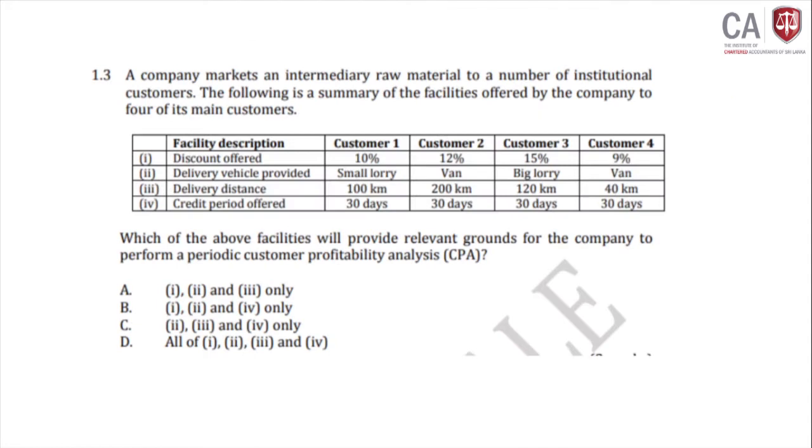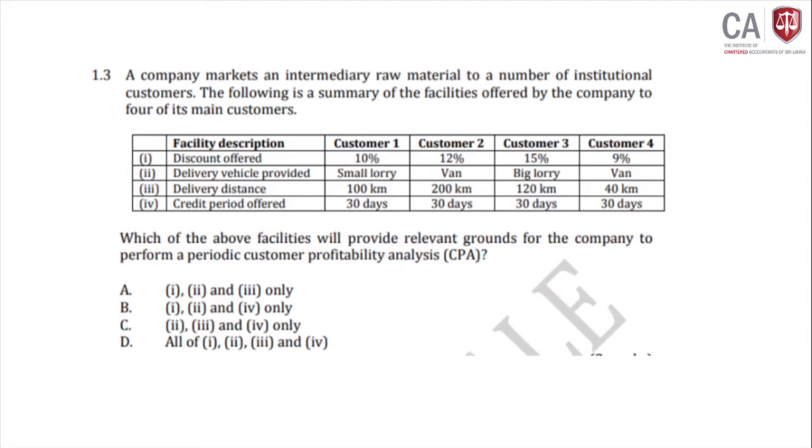And question number 1.3, this is about profitability, customer profitability analysis. You can do customer profitability, product profitability, sales or delivery channel profitability. Different profitability analyses can be done, especially when you use a sophisticated costing system like activity-based costing. If you read this question, a company markets an intermediate raw material to a number of institutional customers. The following is a summary.